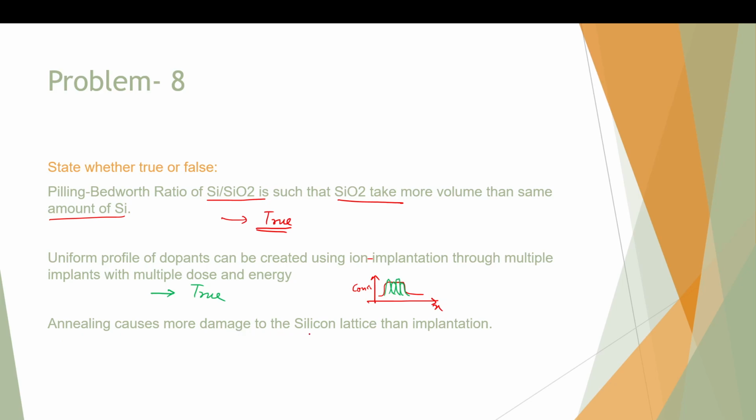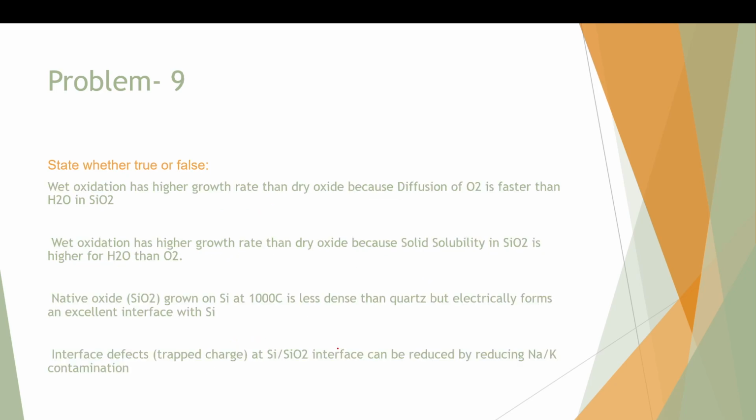Annealing causes more damage to the silicon lattice than implantation. This is definitely false. We are actually doing annealing to reduce the damage. Implantation is what causes damage. Annealing is basically heating at a higher temperature, and that is used to reduce the damage. It helps in bringing the silicon atoms back to the lattice positions and reduces the defects caused by ion implantation.